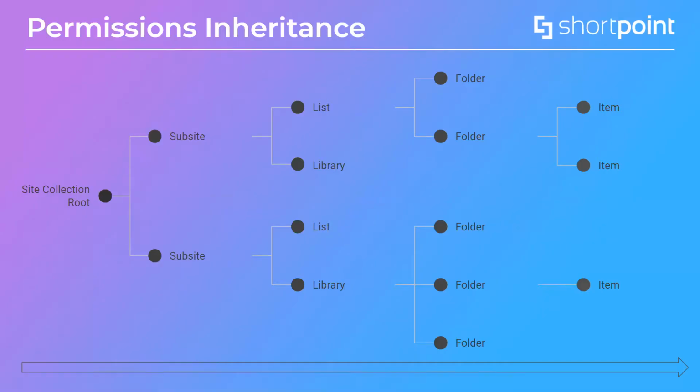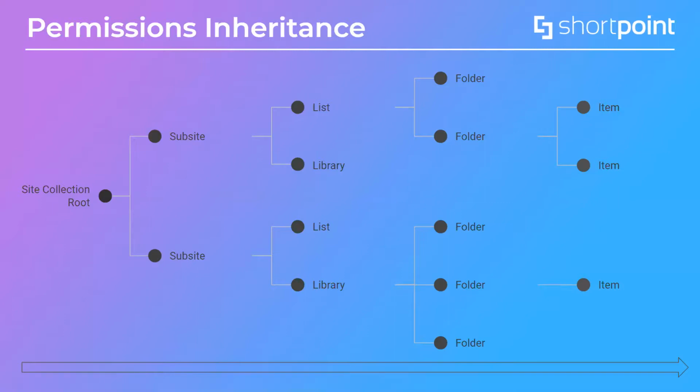The next topic I would like to tell you about today is the permissions inheritance. So SharePoint resources can inherit different types of settings from the highest to the lowest levels. It means that the settings created for the top level resources will be the same for resources on every lower level. Let's look at this chart here.